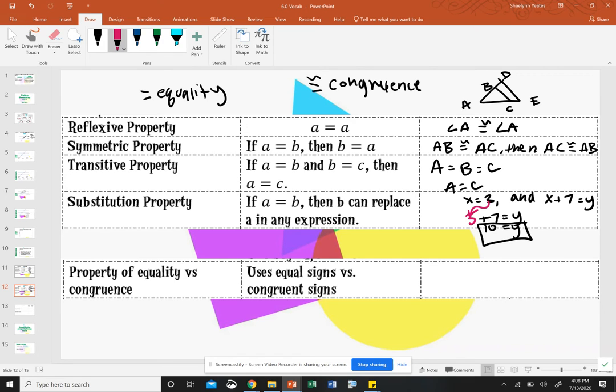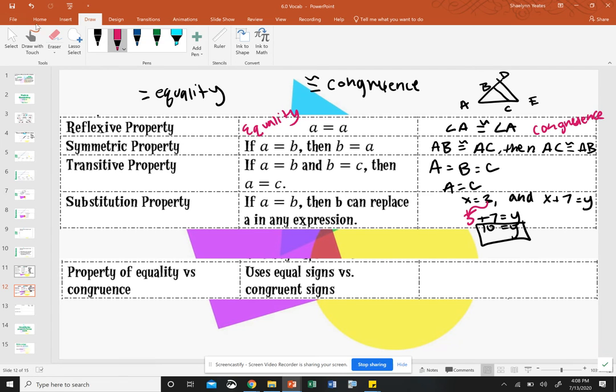Okay, property of equality versus congruence: use the equal sign versus the congruent sign. We've been going over this. So this right here is the property of equality because that's the equal sign. This is the property of congruence because it has the congruent sign.